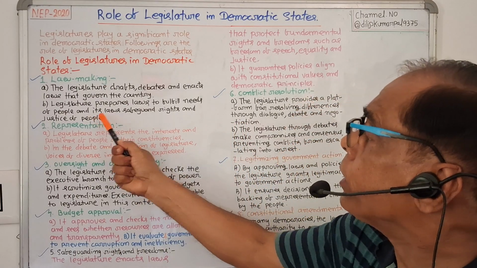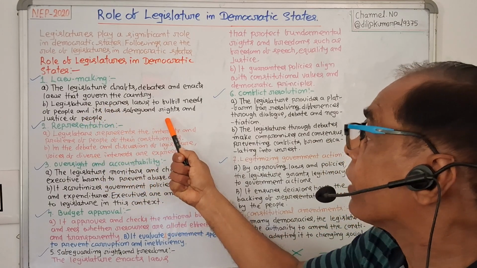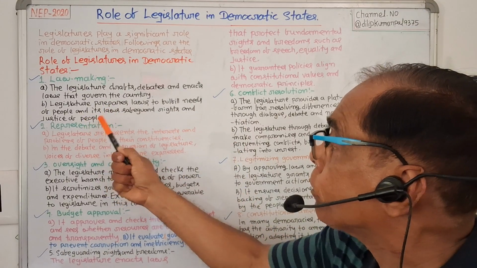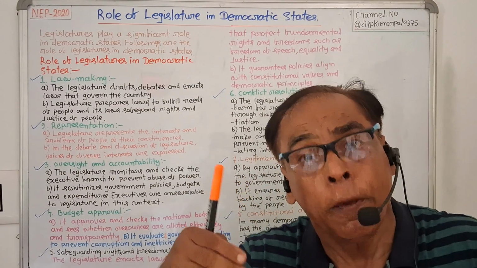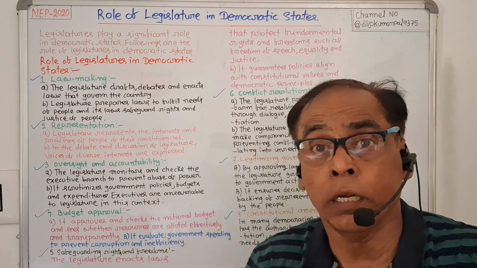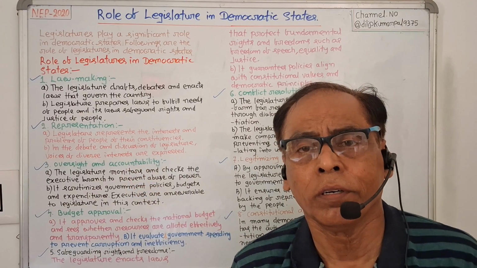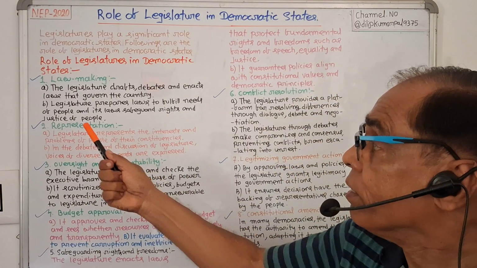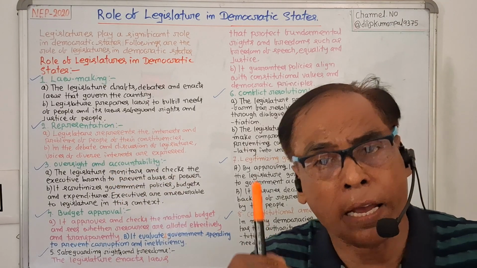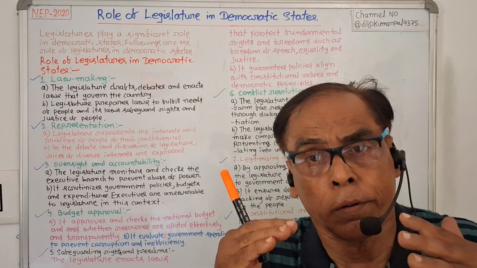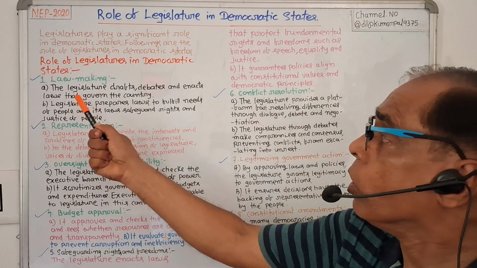Number two, the legislature prepares laws to fulfill needs of people, and its laws safeguard rights and justice of people. Legislatures prepare laws for the country to fulfill the needs of people, and they make laws to safeguard the rights of the people, and by means of preparing laws, they give people justice. So the first important part of the legislature is lawmaking.